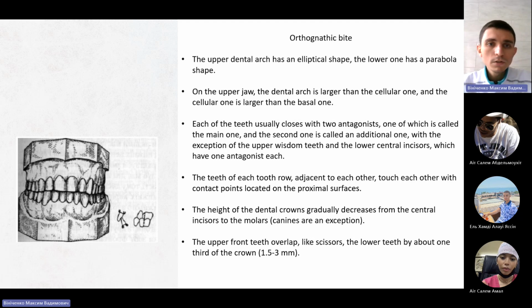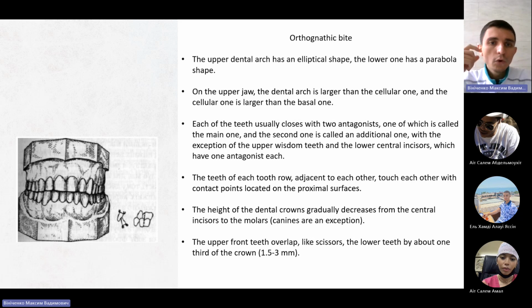Each of the teeth usually closes with two antagonists, one of which is called the main one, and the second one is called the additional one. But there is an exception: the upper wisdom teeth, the third molars, and the lower central incisors, as you can see in the mirror. The lower central incisors contact only one tooth on the other jaw. So they have only one antagonist.